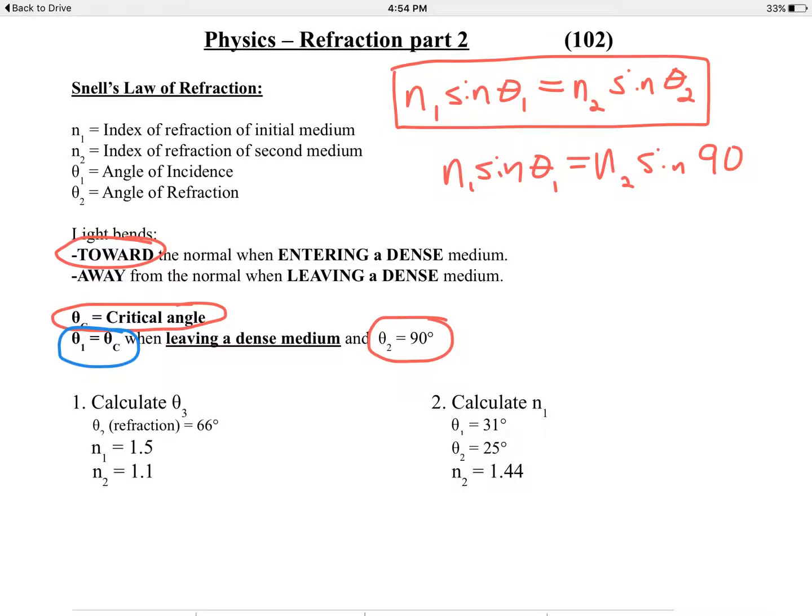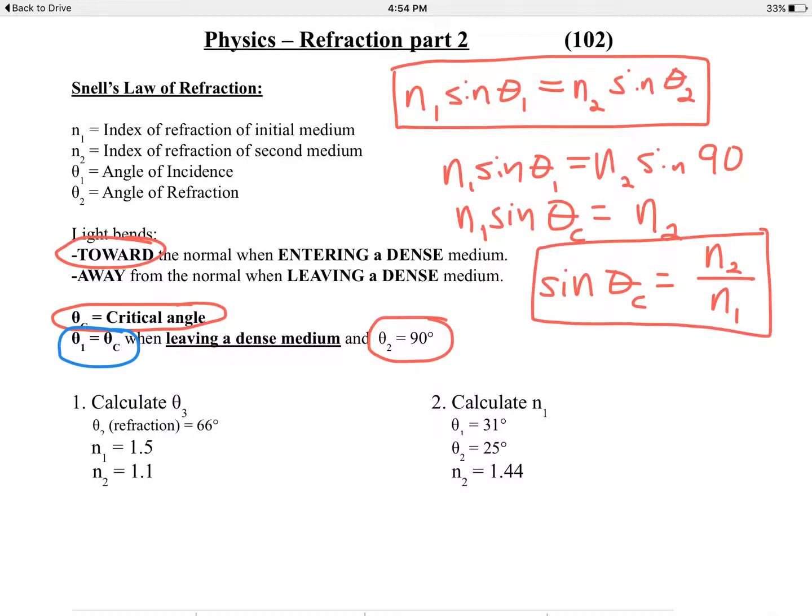So I should have put in the following: n sub 1 sine, instead of theta sub 1, now it's called the critical angle. Theta sub 1 is now the critical angle, and n sub 2 times the sine of 90, that's just n sub 2 times 1, so that's just n sub 2. Well, in other words, the critical angle equation is the sine of the critical angle, mathematically, is the ratio of n sub 2 over n sub 1. So we call that our critical angle equation.